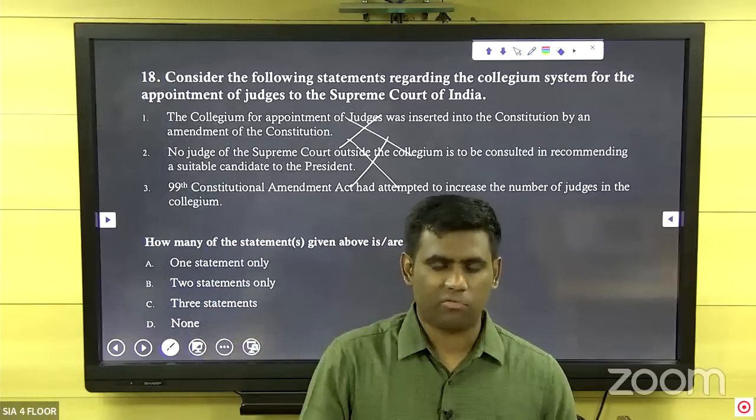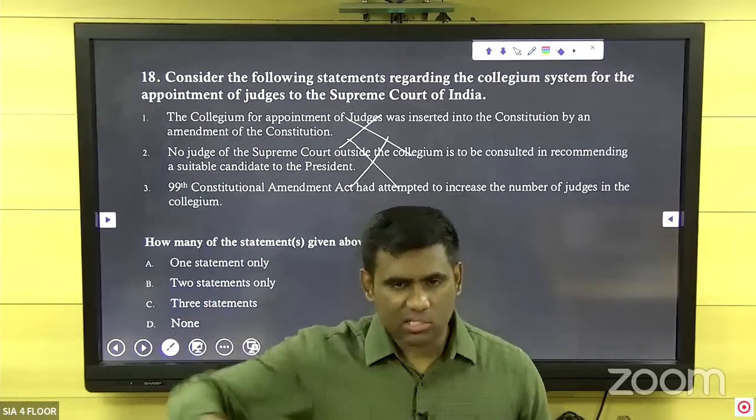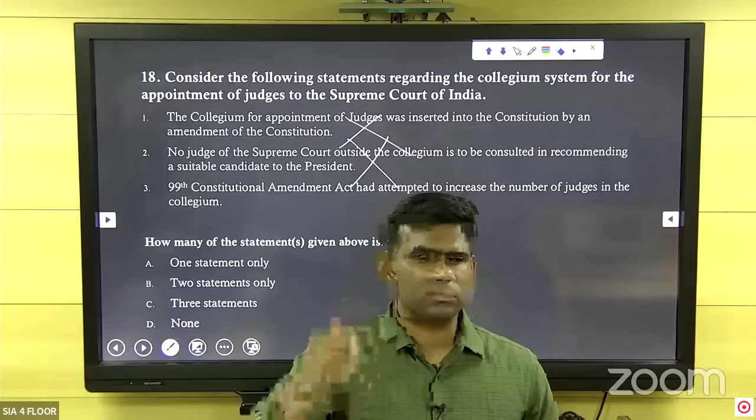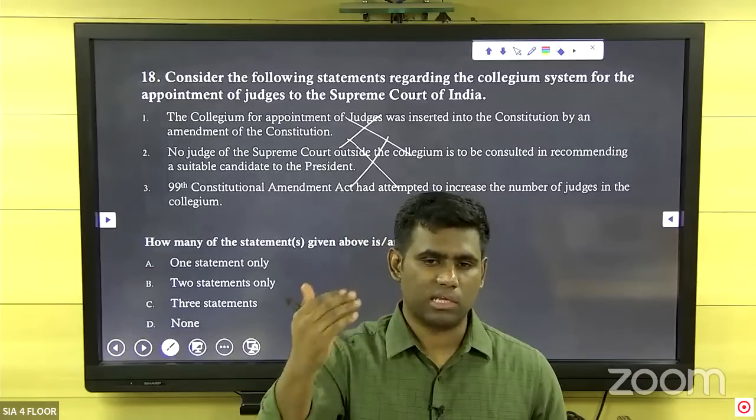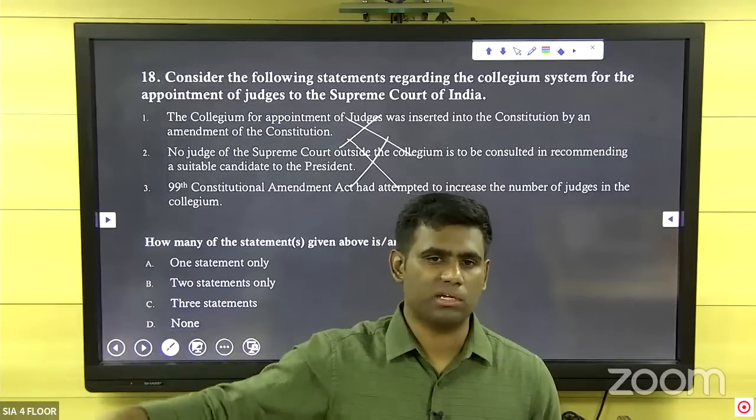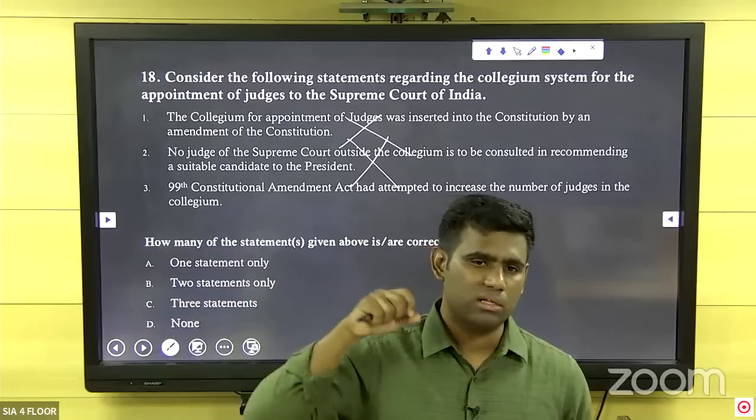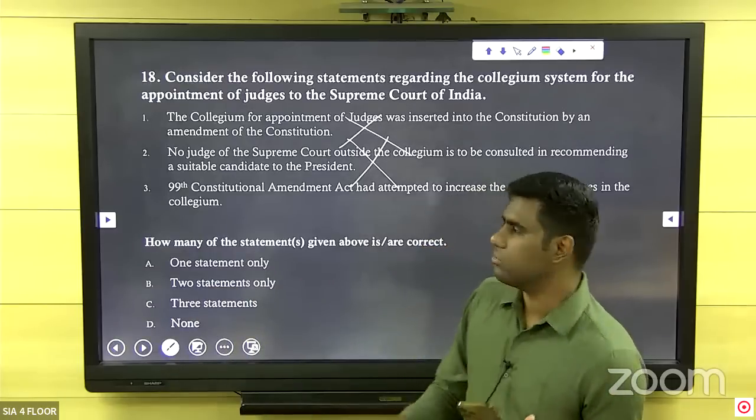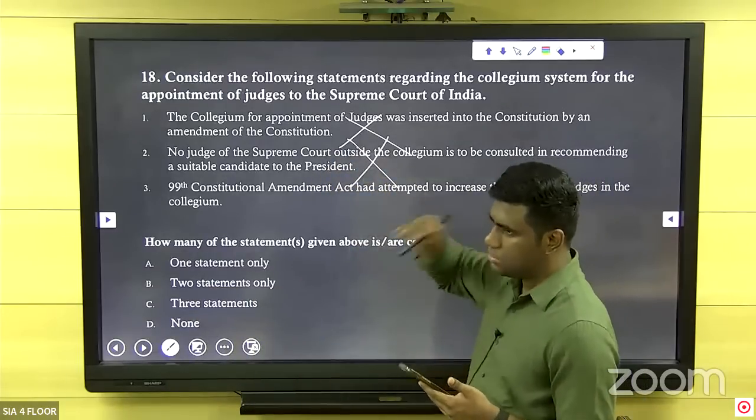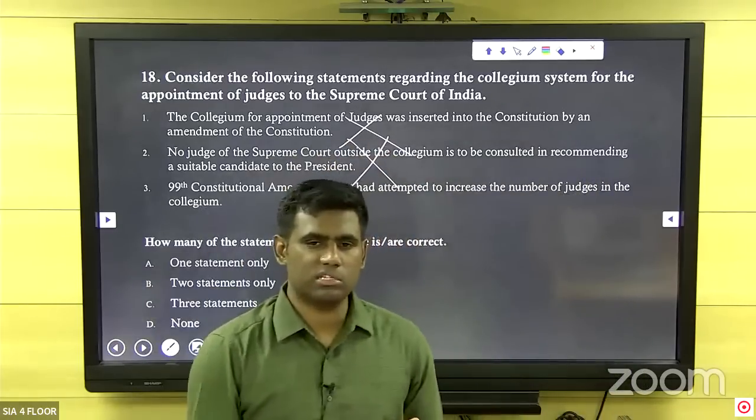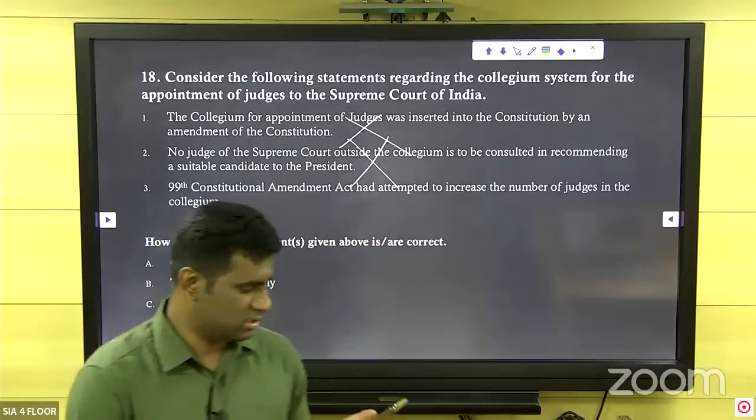The third judges' case has clarified that whichever other judge of the Supreme Court happens to be from the same bar as that of the judge whose name is being considered, his opinion should also be elicited. So this is wrong. A judge who is not a part of the collegium can also be consulted.